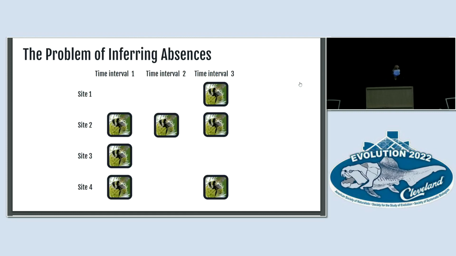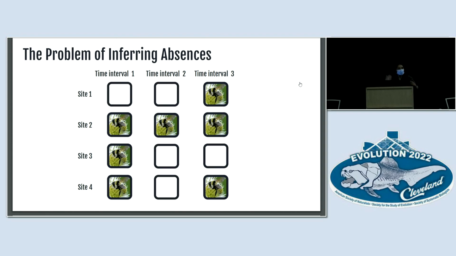The first one is that when we're talking about occurrence data, we only have presence-only data. We may be able to bin this data in space and through time, into multiple sites and multiple time intervals, but at the end of the day, we only have the presences. Now, a naive analysis might just say, oh, well, these are zeros, and fill in the site-time interval combinations with zeros.